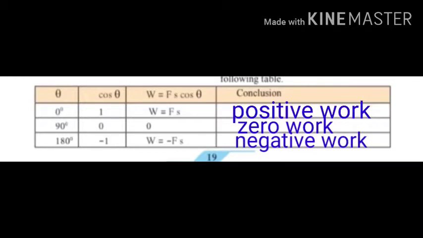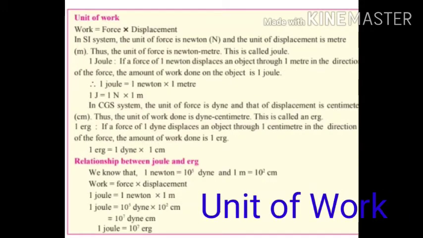Unit of work. Work is equal to force into displacement, then the unit of work is joule. 1 joule: if a force of 1 Newton displaces an object through 1 meter in the direction of the force, the amount of work done on the object is 1 joule. 1 joule is equal to 1 Newton into 1 meter. Another unit in the CGS system of work is erg, and the relationship between joule and erg is 1 joule is equal to 10 raised to 7 erg.